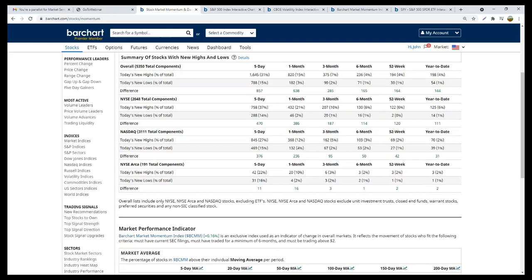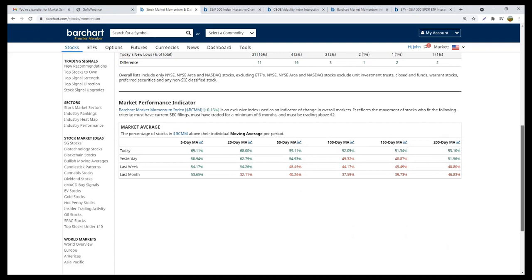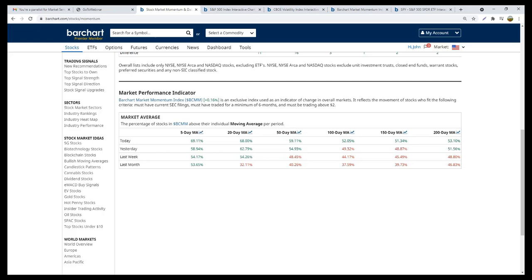All right. So the third part of our momentum page is this market performance indicator. Like our highs and lows, here we can dissect the market in terms of moving averages. We're going to use moving averages as a confirmation of price activity. In other words, in an uptrend, prices stay above their moving average. And the longer the time frame we look at, the more significant that trend.